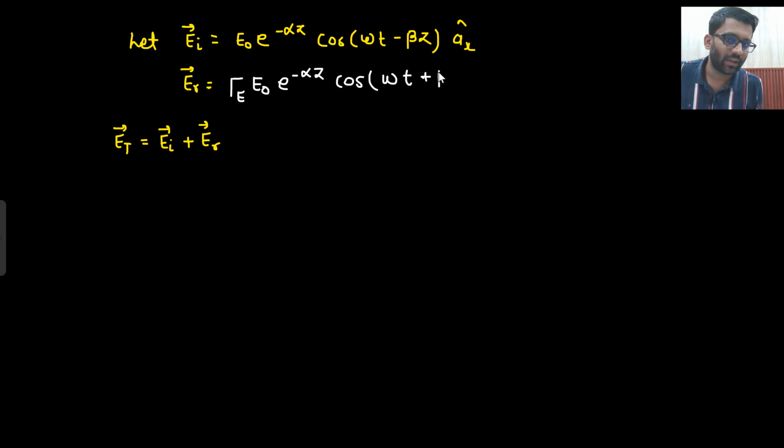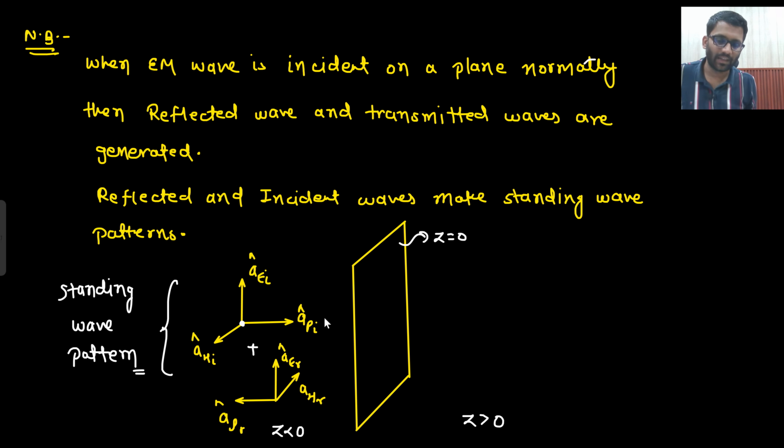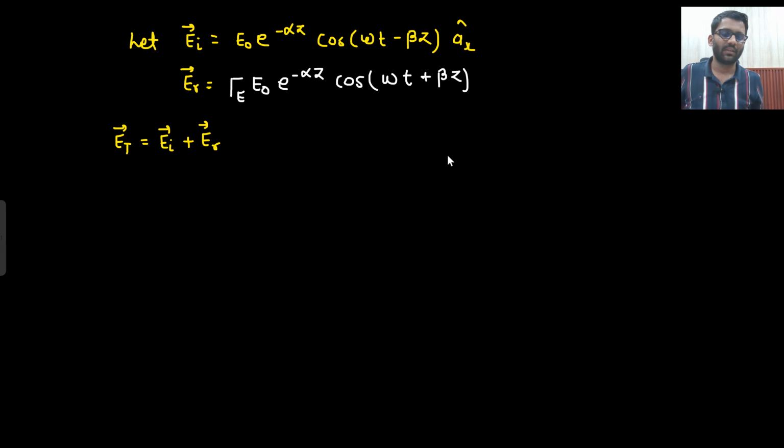But here plus will come. Why plus will come? Because this wave was traveling in positive z direction. I am assuming this is my positive z. So now this wave is traveling in minus z direction. So that's why positive sign is coming and ax cap. Now whether ax cap will be changing or not, whether it will be plus ax cap or minus ax cap, that will be taken care of by this gamma E. If gamma E is becoming negative, that means the electric field is changing its direction. This concept we have already studied in the previous video.